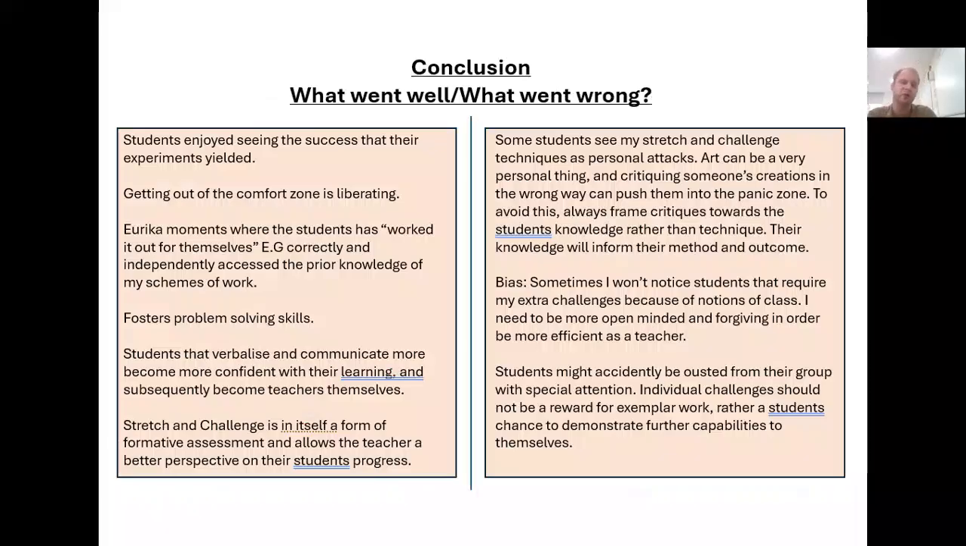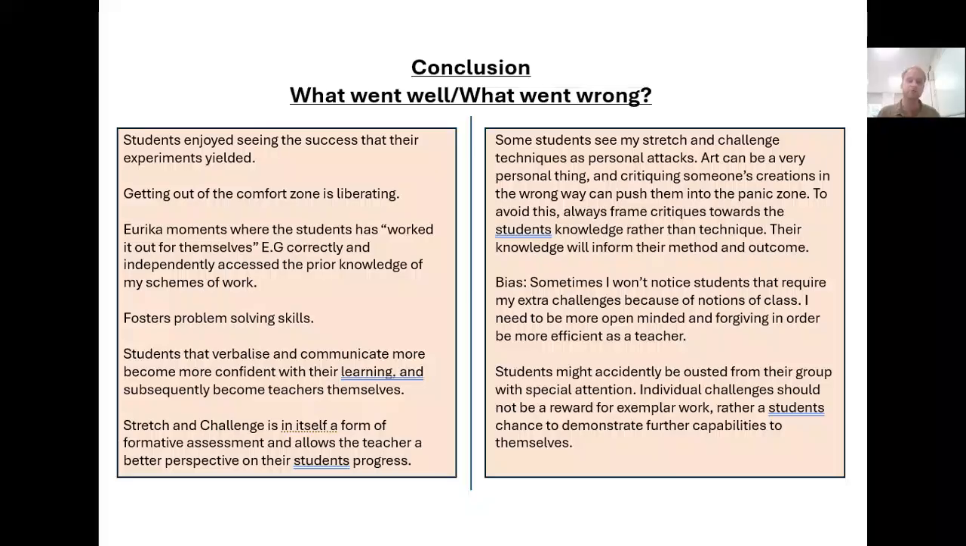So what went well and what went wrong. We'll start with what went well, the positive, and then we'll end on what went wrong, because if anything, that's where we learn the most, isn't it? So to talk first about students. What went well? Students enjoyed seeing the success that their experiments yielded. Getting out of the comfort zone is liberating, and I saw greater responses to the work because of that, when they felt a bit more calm and relaxed to create work.